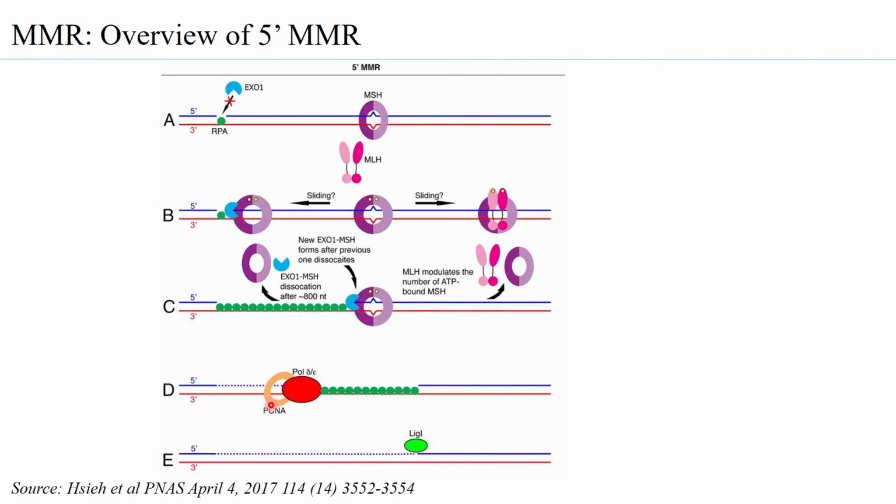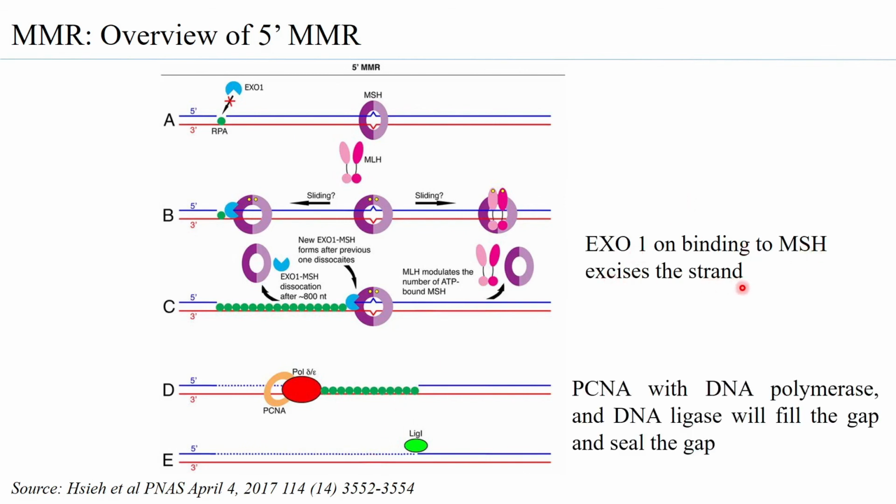Which is why, because you have the DNA polymerase, PCNA, the DNA ligase associated in MMR, you have to understand that the MMR is functioning closely with the machinery of the replication system. So this is important. So Exo1 on binding to MSH excises the strand, and PCNA with DNA polymerase and DNA ligase will fill the gap and also seal the gap. So this is how the 5' MMR works.